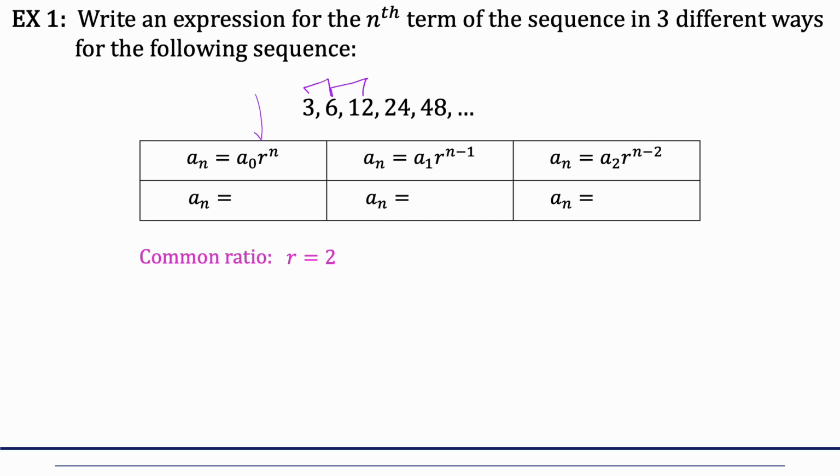Well, each of these different ways to write my geometric sequence has r, the common ratio, in it. So let's just put those right in there. 2 to the n, 2 to the n minus 1, and 2 to the n minus 2.